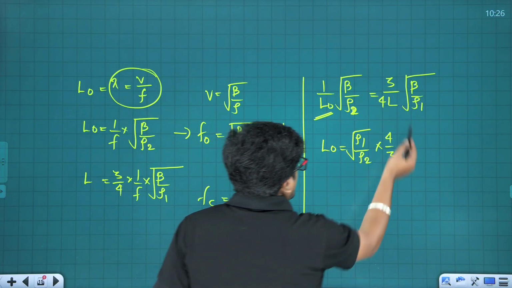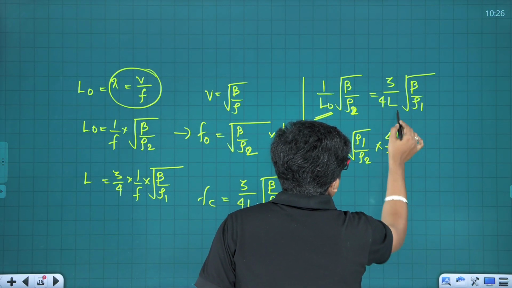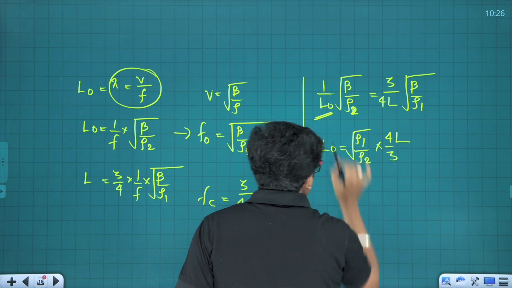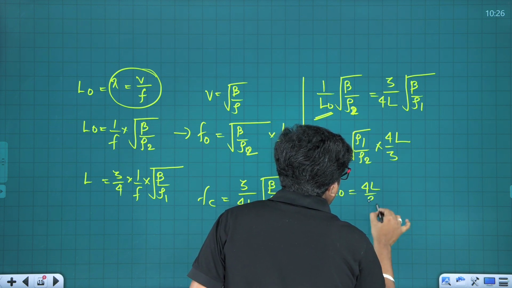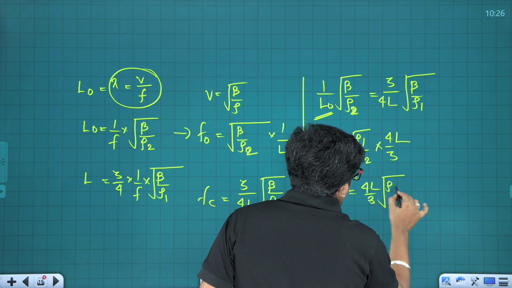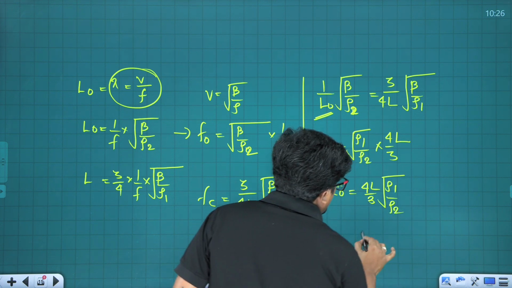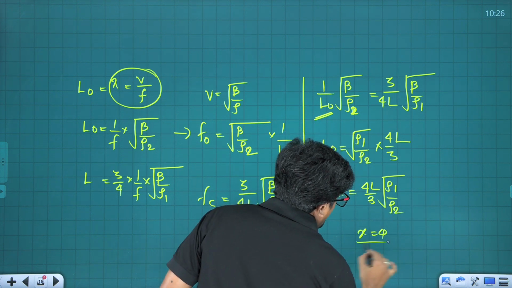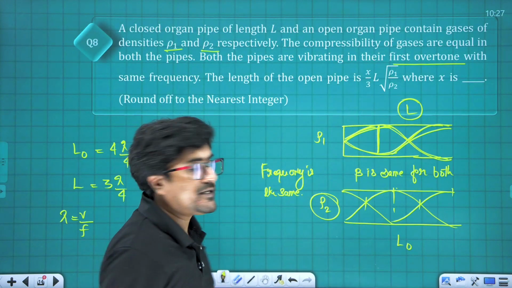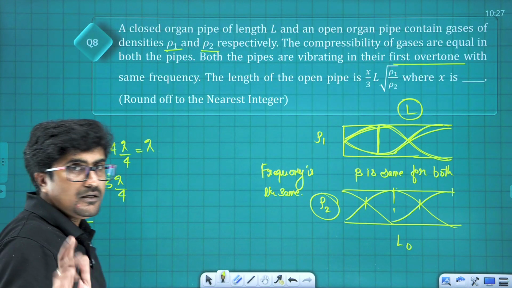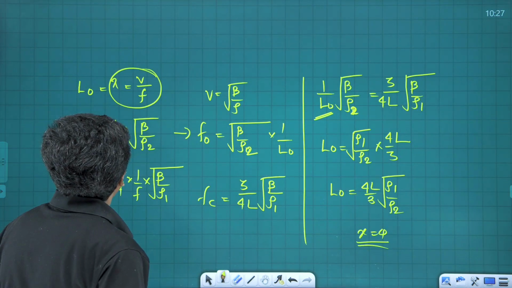So this L will be accommodated here. So L naught is going to be 4L by 3 root of rho 1 divided by rho 2, which means x needs to be 4. Comparing with the answer, x needs to be 4 in this case. I hope you got it right. Now let's move to the next, that is question number 9.